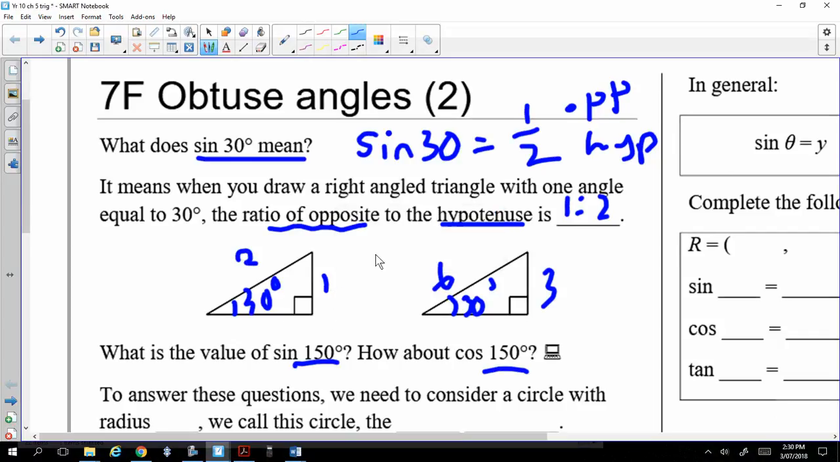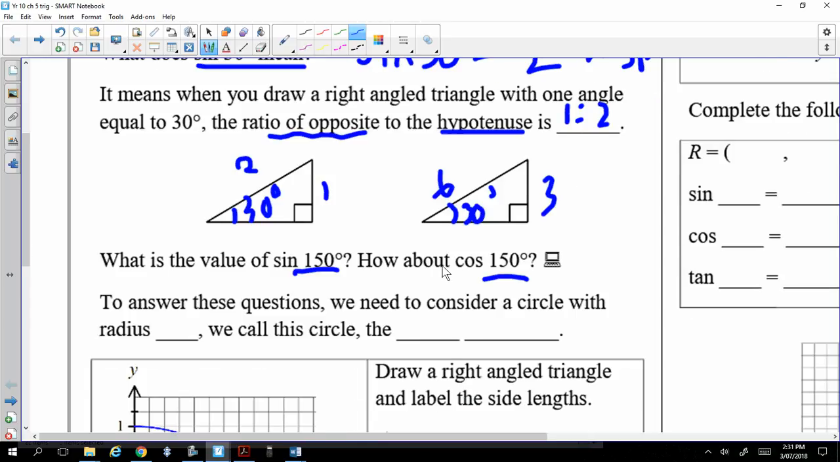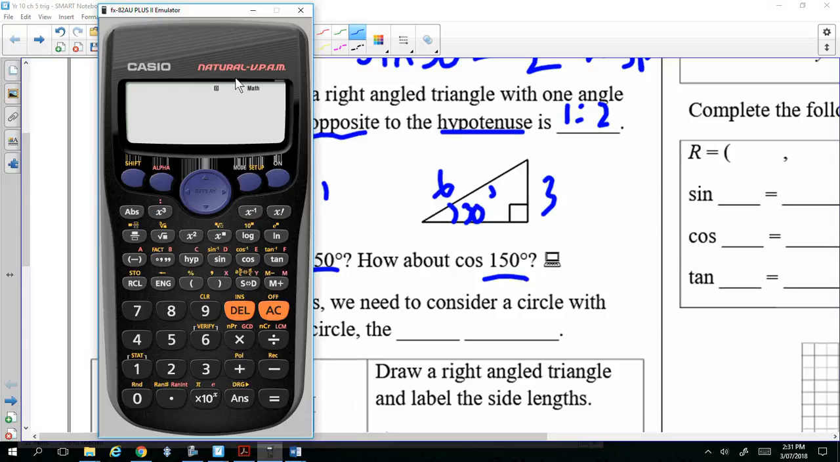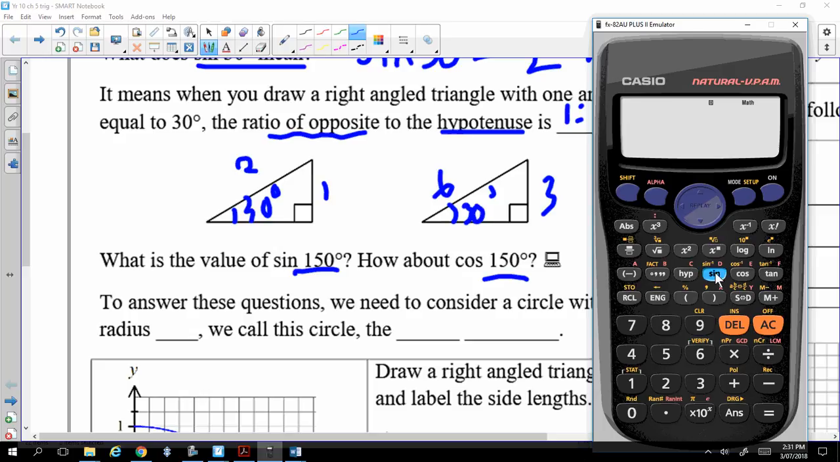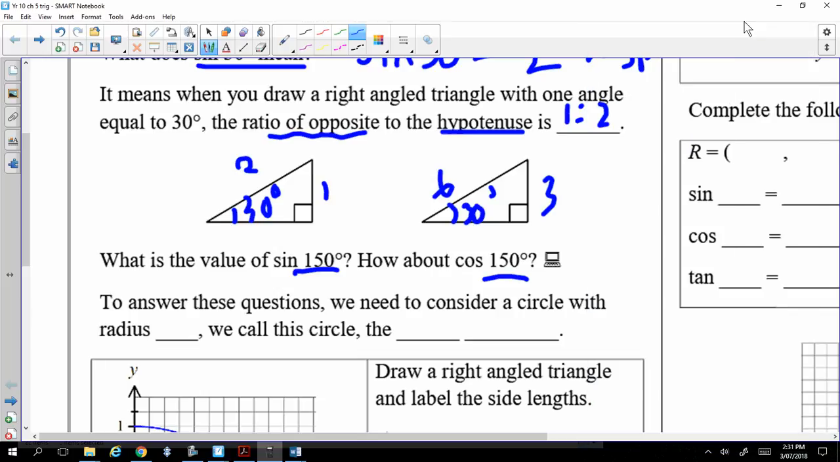That's the fundamental meaning of trigonometry: the ratio of two sides in a right angle triangle. Now, if you were to use your calculator to calculate sine 150 and cos 150, let's see what we get. So we do sine 150, it gives you an answer, right? But how does it get 0.5? And if you do cos 150, it will give you a negative answer. But let's see why this is the case.